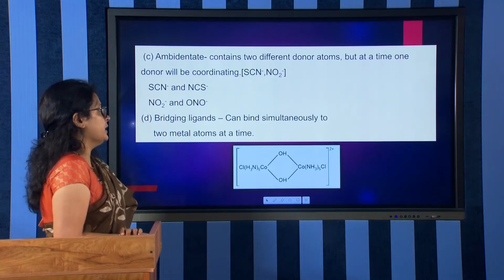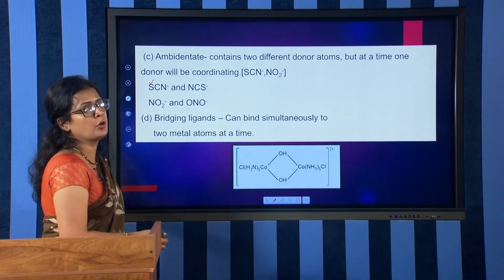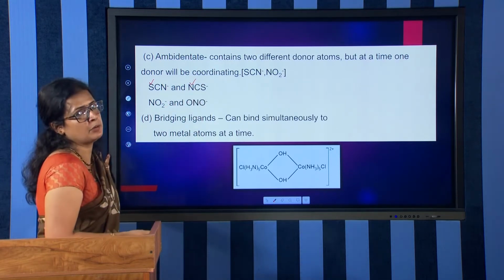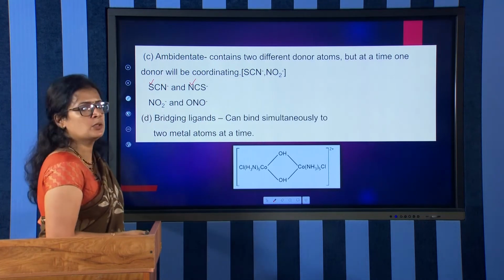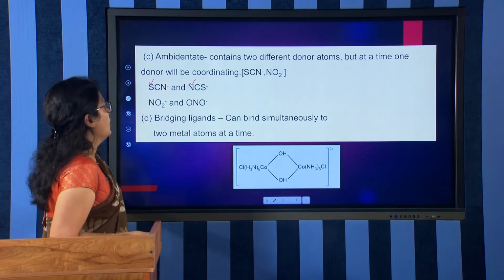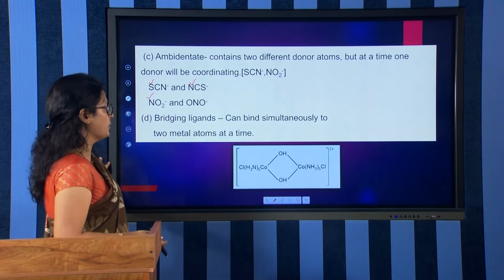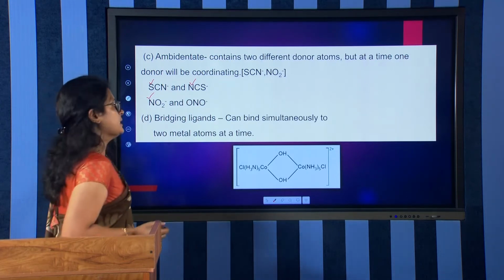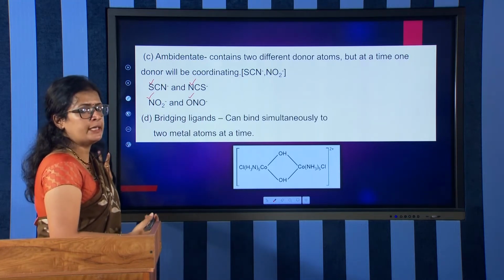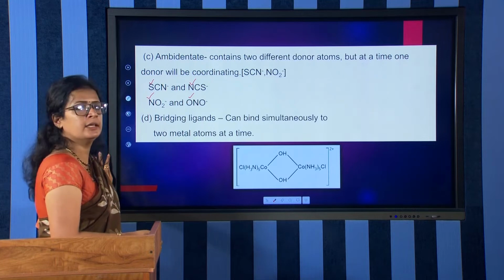In the case of SCN minus, the sulfur is bonded to the central metal atom, and in the case of NCS minus, it is nitrogen bonded to the central metal atom. The only difference is through which atom it is attached to the central metal. Okay. And in the case of NO2 minus, it is nitrogen that forms the bond with the central metal atom. In the case of ONO minus, it is oxygen. By convention, we call NO2 the nitro ligand, and ONO the nitrito ligand, nitro and nitrito.